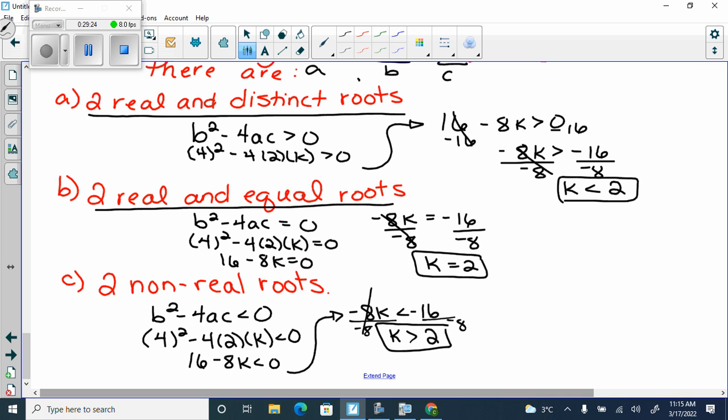Would there be a question on the test for them to do all three of them with the same equation? You could. But most often it's just one. Okay.